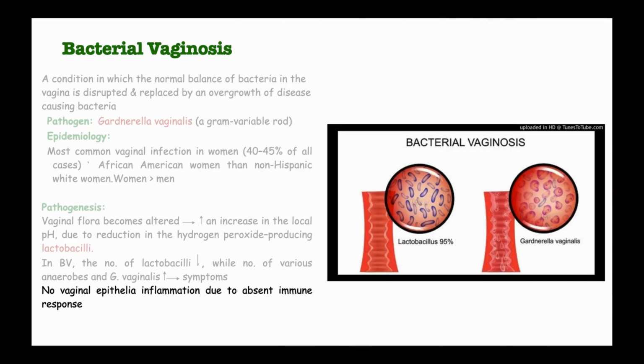Now, if you look at the diagram on our right, this is the normal vaginal epithelium with the lactobacillus inside them. As you can see, it's about 95% of the microflora inside the vagina. But if you look at the one on the left, you see that the number of these lactobacillus has reduced greatly, and we are now finding a lot of other bacteria, including Gardnerella vaginalis, occupying the vagina, causing these infections.